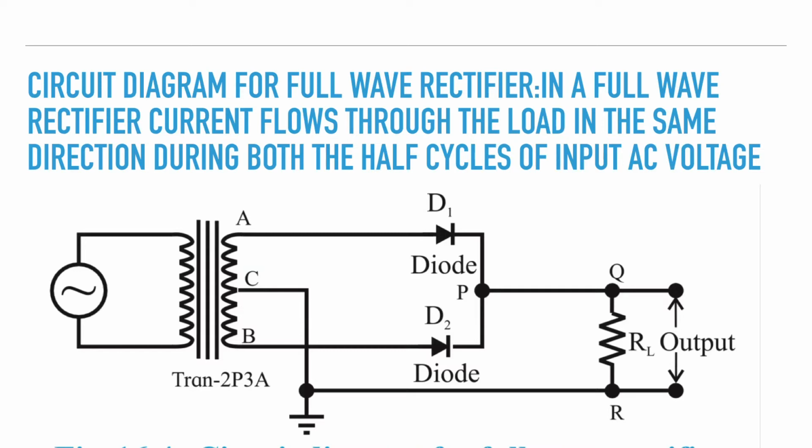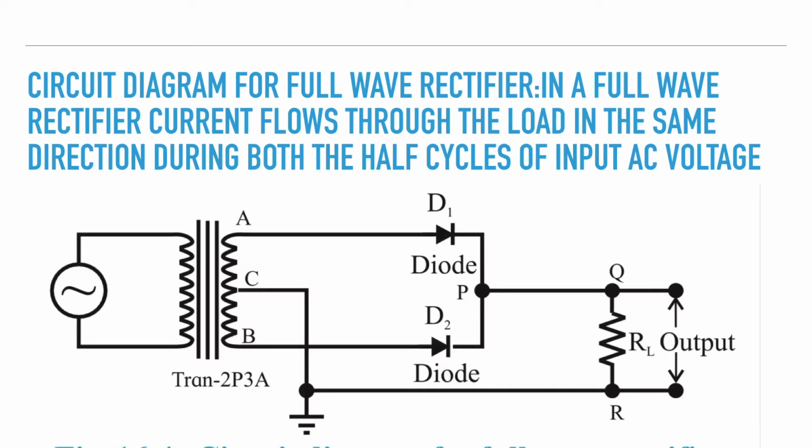The diode D2 is forward biased and diode D1 is reverse biased. The current flows through diode D2, the load resistance, and the lower half windings. This current produces DC voltage across load resistance RL.